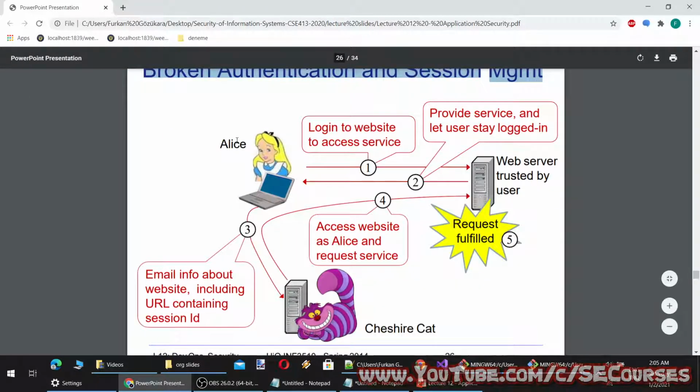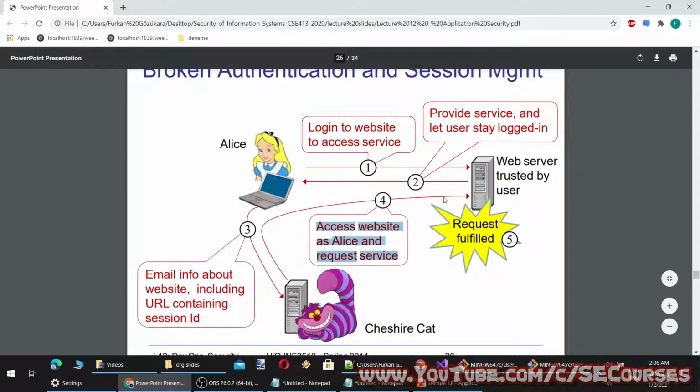Broken authentication and session management. Login to a website to access a service. Alice is trying to log in and sends a request to web servers trusted by the user. The server provides the service and lets the user stay logged in. Then, email info about the website, including a URL containing the session ID, is leaked to the Cheshire Cat, who accesses the website as Alice and requests service. How can this happen?